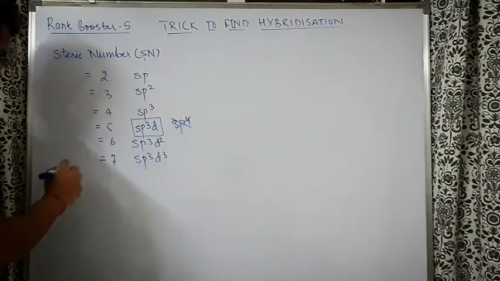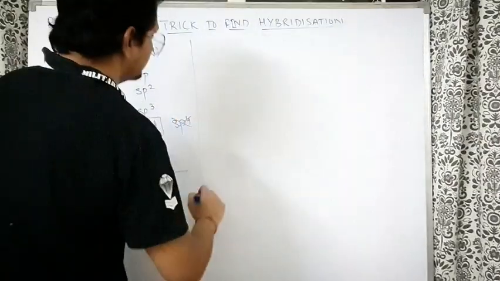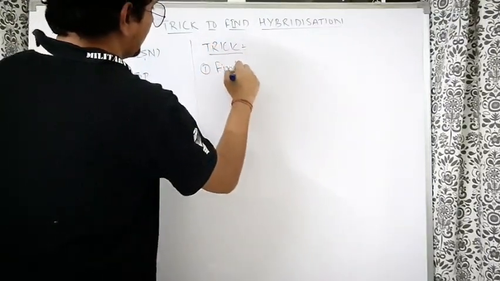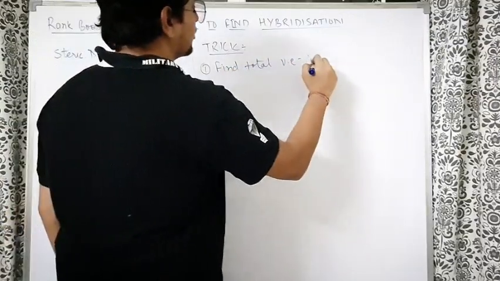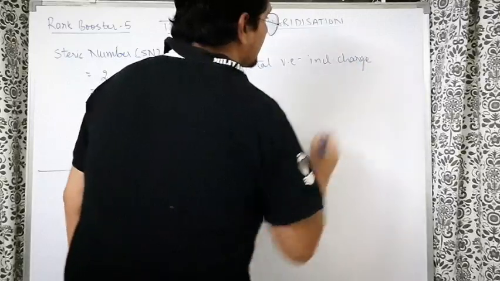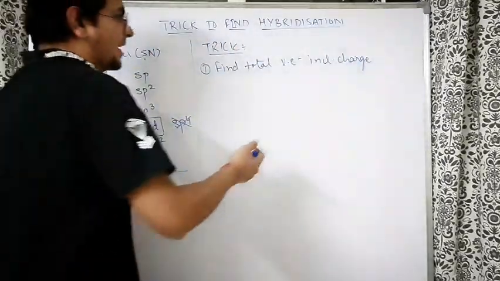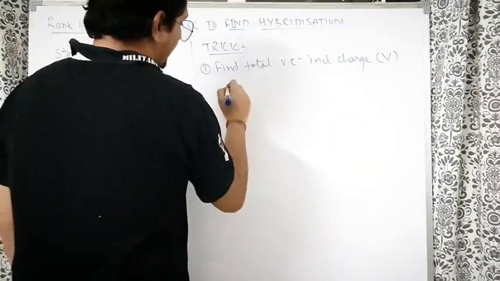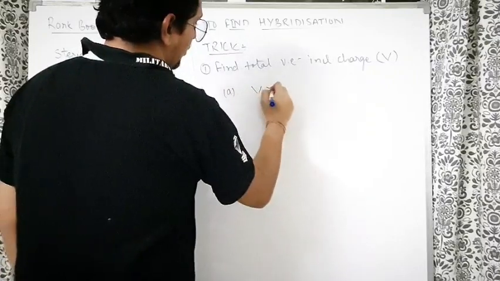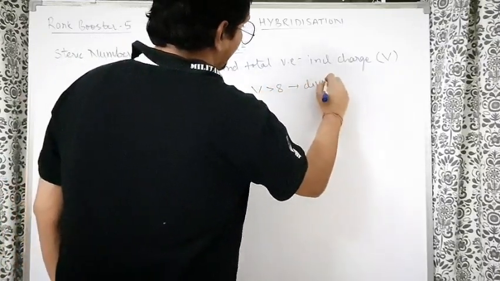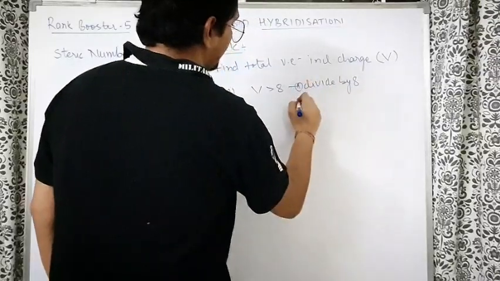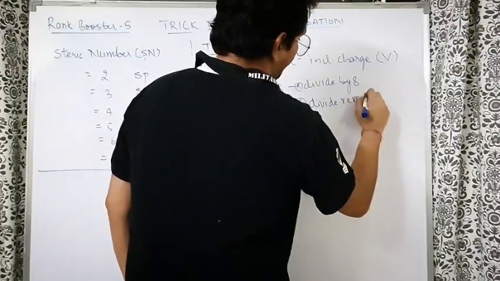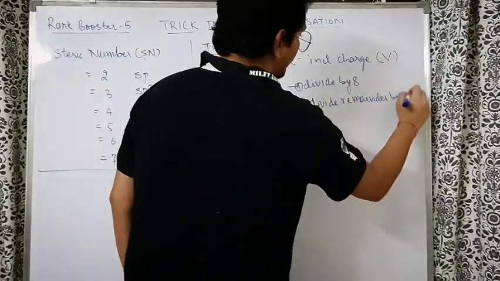So now what is the trick? The trick is very simple here. Number 1, find the total valence electrons including charge. Let us say the total valence electron comes out to be V. So, part A: if V is more than 8, then number 1, divide by 8. And number 2, divide the remainder, if anything is the remainder, by 2.